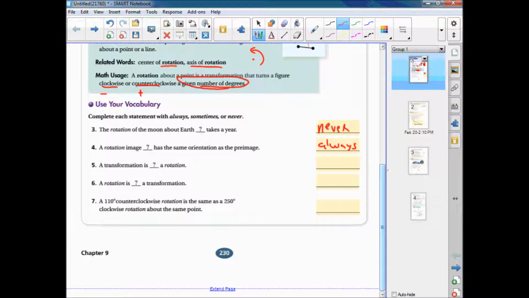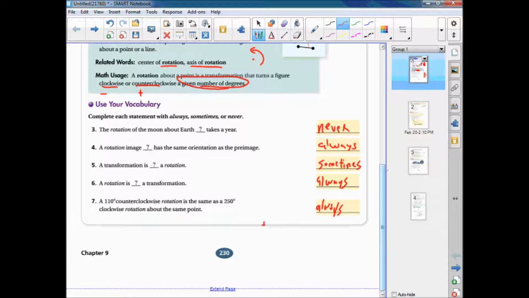The transformation is a rotation. A transformation is sometimes a rotation. It could be a reflection, it could be a translation, and it could be a dilation. A rotation is always a transformation, though, so the other way around always works. A 110 degree counterclockwise rotation is the same as a 250 degree clockwise rotation. And this is true, so this is always true.